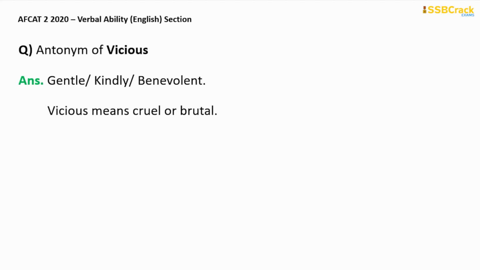The next question that came on the first day of AFCAT 2020 exam was to find out the antonym or the opposite of vicious. Vicious means cruel or brutal or ruthless. The opposite of vicious therefore is gentle or kindly or benevolent. So this will be your answer.